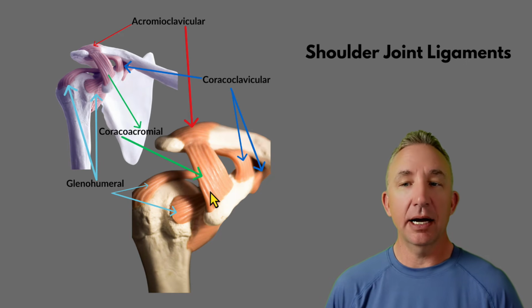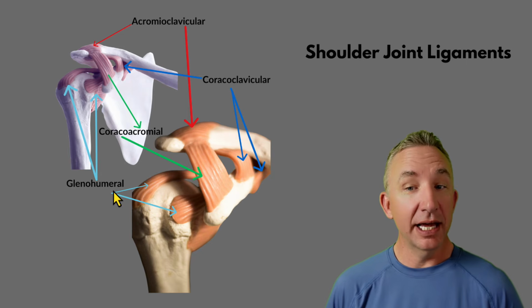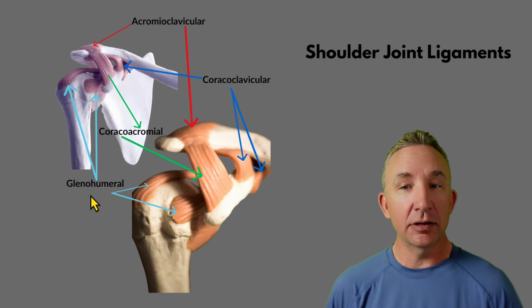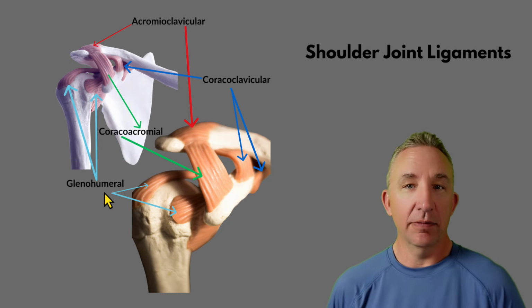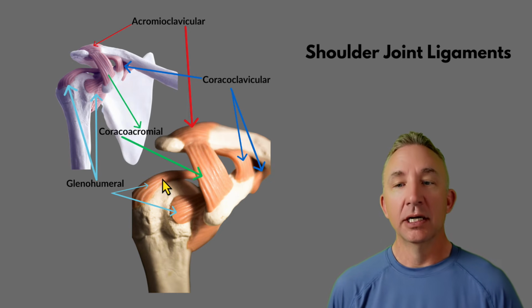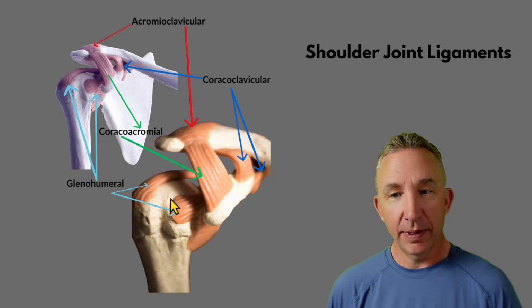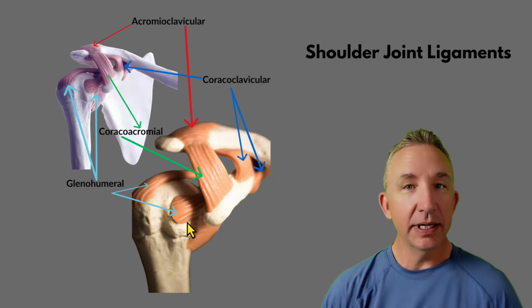So AC on top, coracoacromial, coracoclavicular. And then the last one we'll cover on this is the glenohumeral. Remember, gleno is referring to the glenoid cavity of the scapula, and we're connecting the head of the humerus. So there are 2 pieces to this as we describe it. We're describing where we connect.